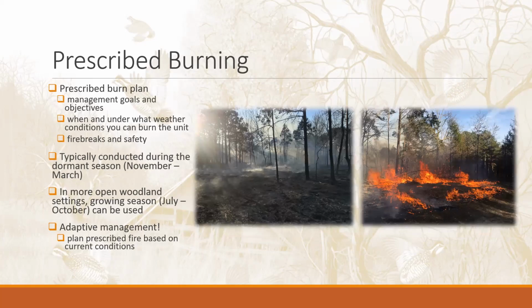And another thing about that is adaptive management. Just because you get in the mindset, oh, I've got a closed canopy woodland, I'm just going to burn it in the dormant season because I'm just trying to reduce leaf litter. Well, in some areas, if you get it opened up enough, you might have a little bit of grasses and forbs. So you might want to switch up the time of year that you burn it. You don't always have to burn it at the same time of the year every year that you're going to burn.